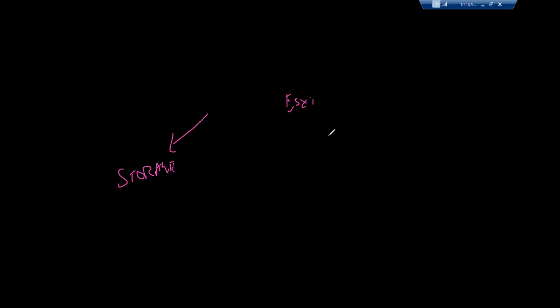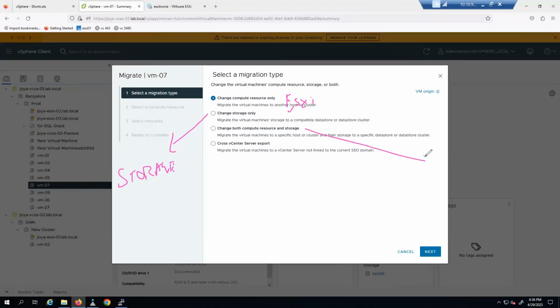And that would be possible when you have an enhanced linked mode, wherein you have 2 vCenters that you can see from a single pane of glass. If you want to migrate a VM from here to here, then you can use the third option. This will change both your ESXi and the storage.